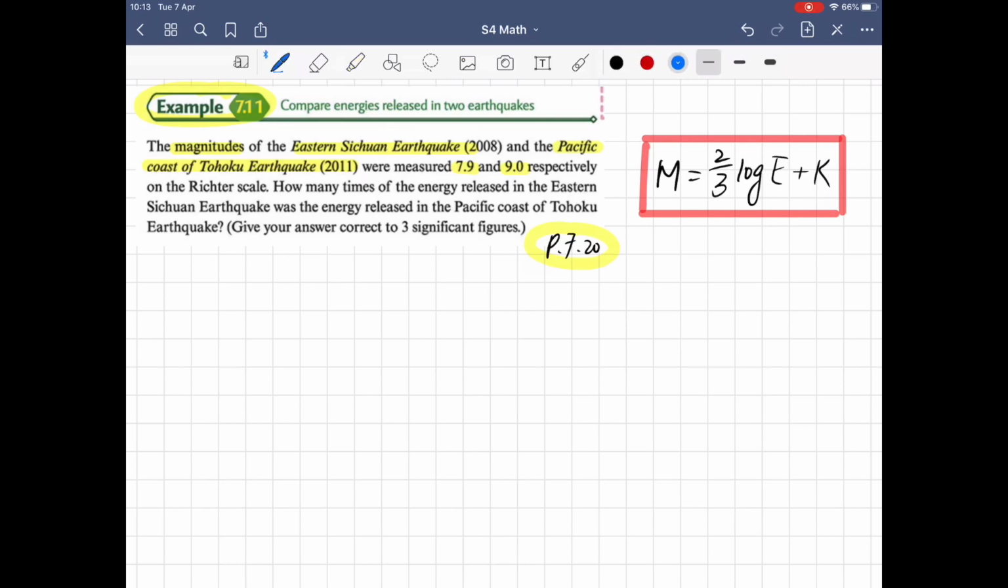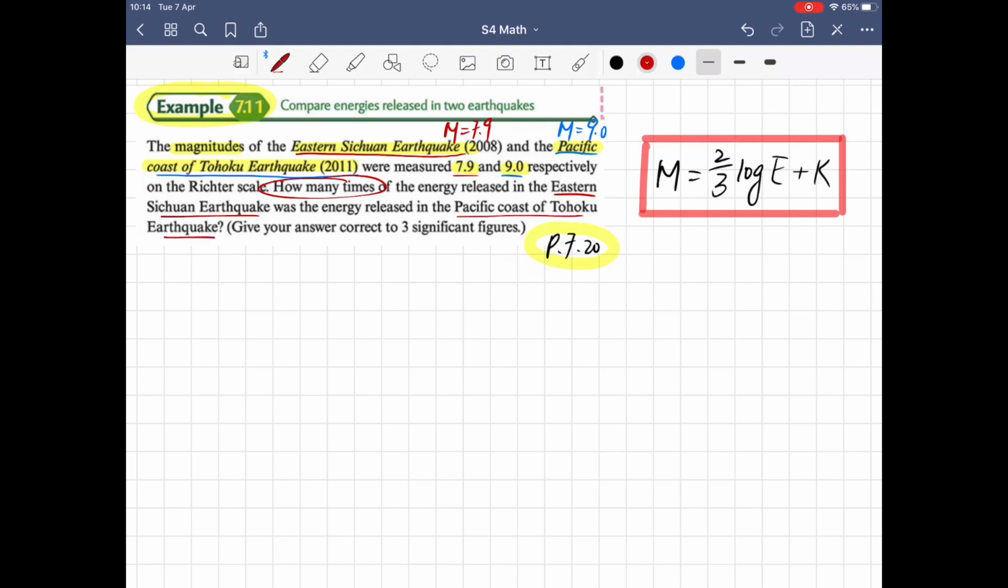So I will use two colors. For the Eastern earthquake, I will use the red color, and its magnitude is 7.9. That means M equals 7.9. And then for the Pacific Coast earthquake, I will use the blue color, and its magnitude is 9.0. So I will mark it down, M equals 9.0. And the question asks you to find how many times the energy released in the Eastern earthquake was the energy released in the Pacific Coast earthquake.